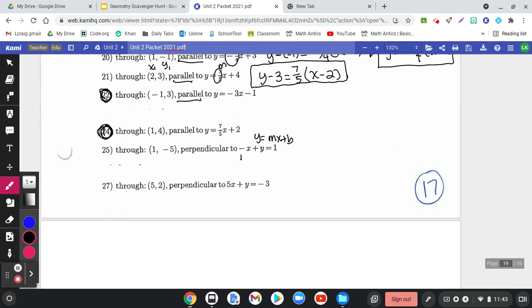So I need to put this minus x on the other side of the equation, so it'll become a plus x. So I'm left with y equals, and we typically put the x first, so it's positive x plus 1.